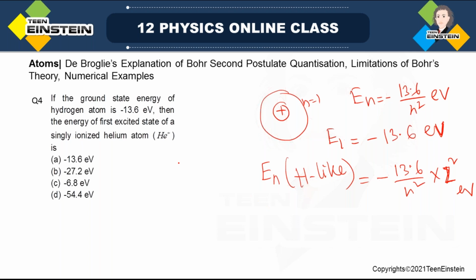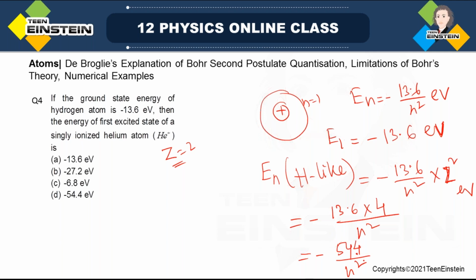So here, singly ionized helium atom, so Z will be 2. If we put it here, it will be minus 13.6 into 4 divided by n square. So eventually you get 6 4 24, this is 52 into 2, so 54.4. So you get this much by n square.